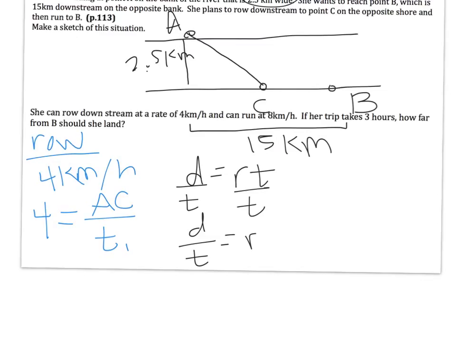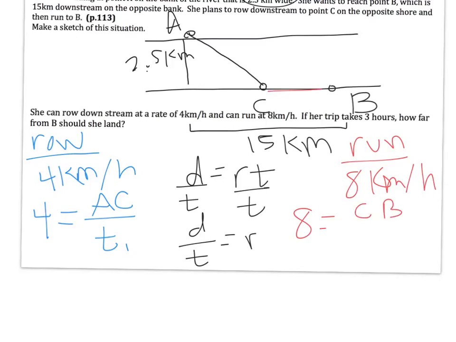All right, if we follow the same process for our running rate, we know that she runs at a rate of 8 kilometers per hour. And I can write that using that same equation as before. We can say 8 kilometers per hour is our distance that we're running, which is C to B, over the time we run. Again, we don't know that, so we call it time 2.